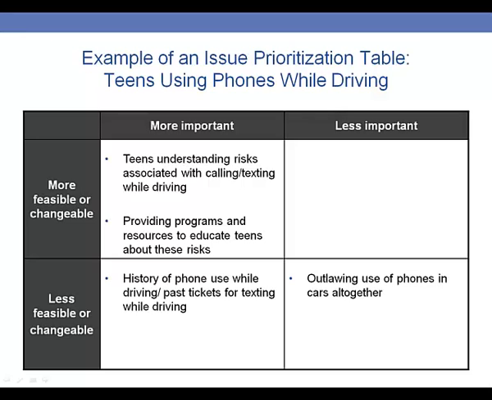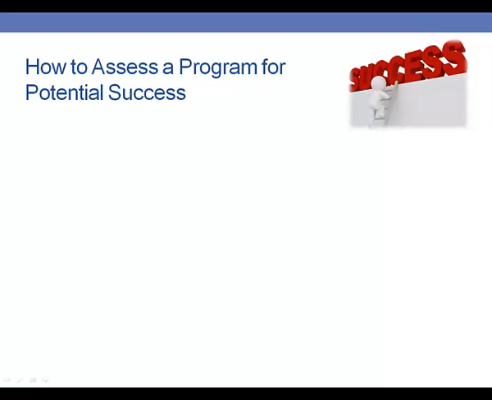But look at the lower right-hand quadrant, outlawing the use of phones in cars altogether. This is an example of an issue which the community feels is less important and which you feel is less likely to be able to be changed. In that case, let it go.